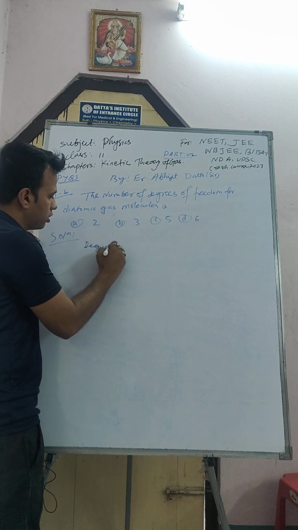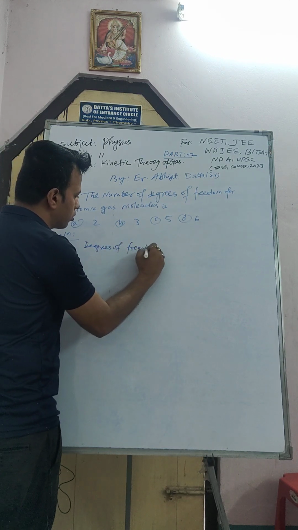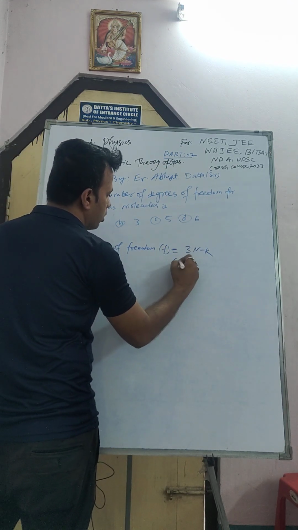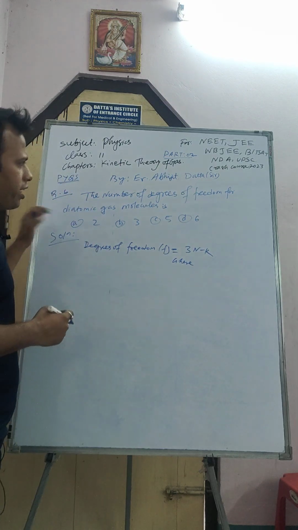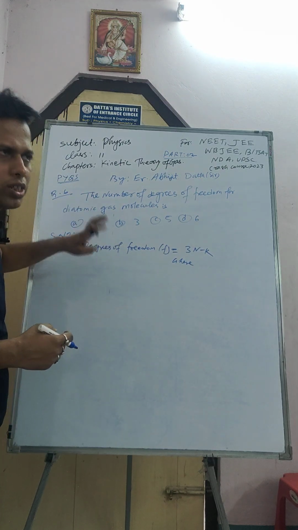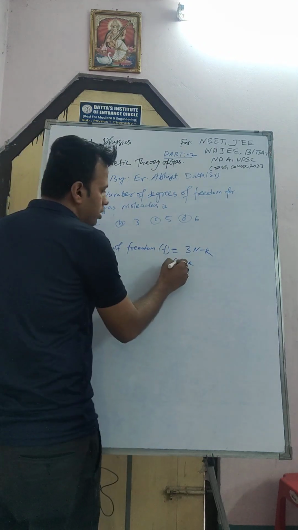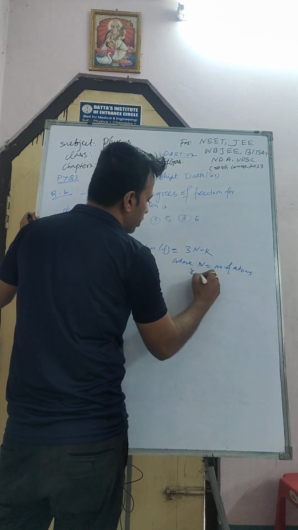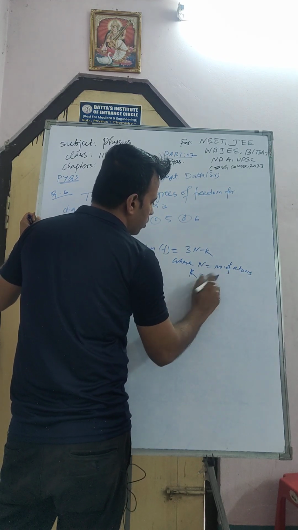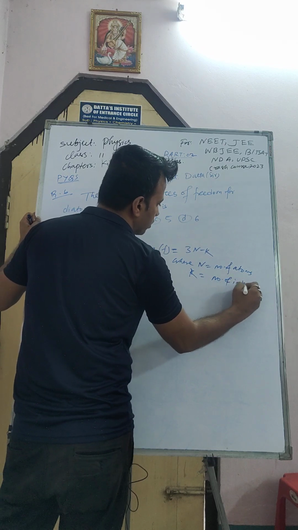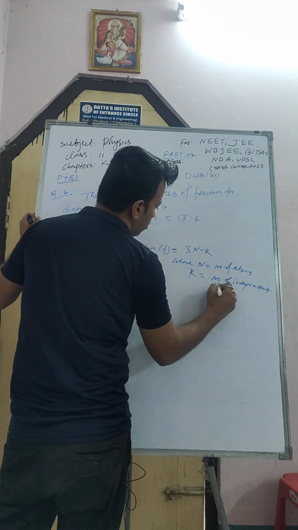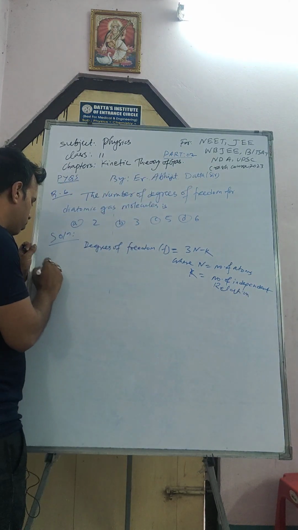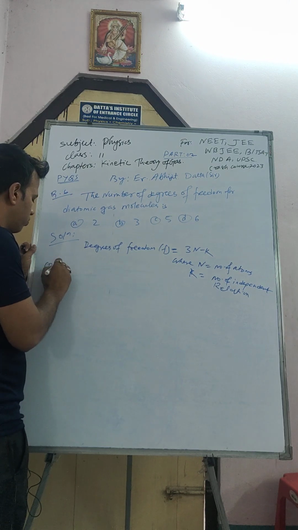Degrees of freedom F is equal to 3n minus k, where n is the number of atoms and k is the number of independent relations. I will explain monoatomic gas and triatomic gas also, along with diatomic gas. Okay, number one, I just write for monoatomic gas.